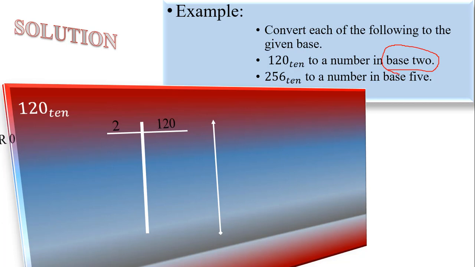So 2 goes in 120 is 60 remainder 0. Now using my base again, the required base again, which is 2. 2 goes in 60, that is 30 remainder 0. Now I'm still using my required base, which is 2. 2 goes in 30, that is 15 remainder 0.